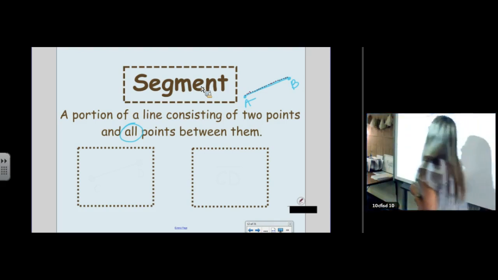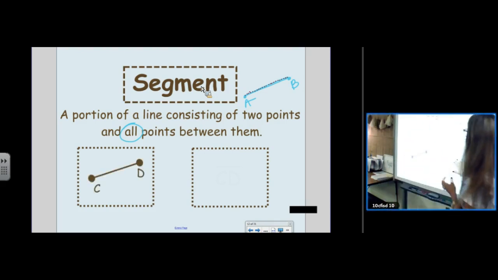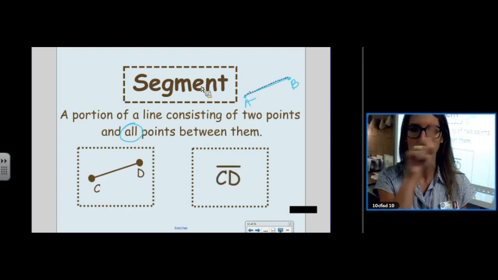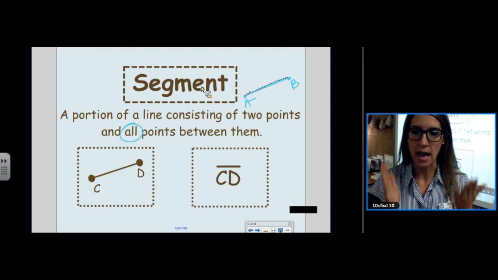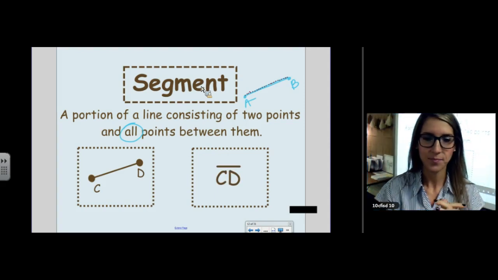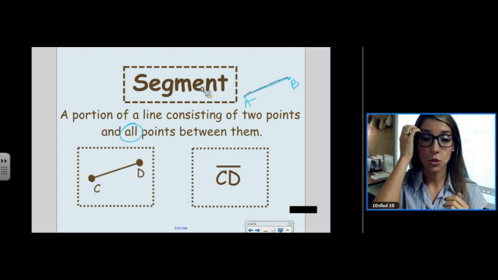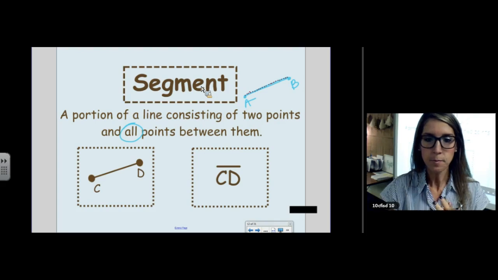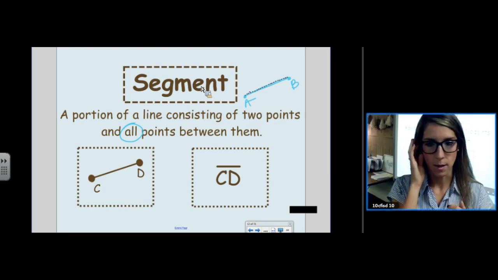Okay. Here's the diagram for segment and here's the notation for segment. Capital letters with a segment on top. There's only one way. I love the ones that only have one way. Yes, it has two endpoints, but there are an infinite number of points between those endpoints. Segment, pretty easy. Don't put arrows on it. Two capital letters, segment on top.